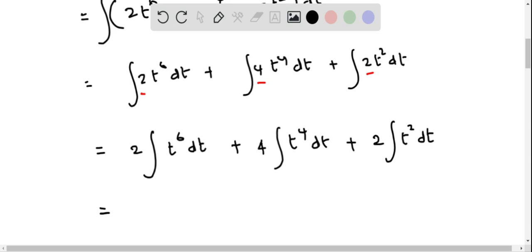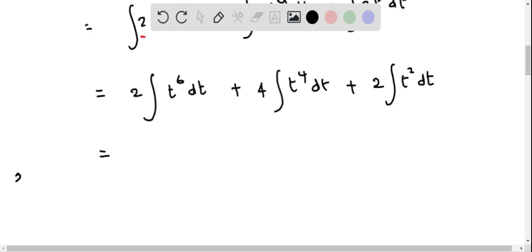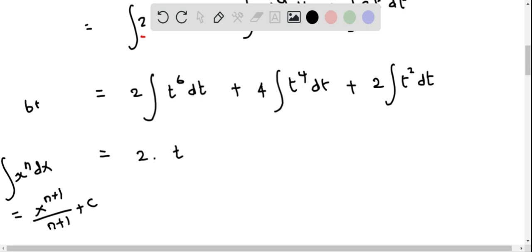Now we have to apply the power rule. That is, if we have x raised to the power of n dx, the integral of this is equal to x raised to the power of n plus 1 divided by n plus 1, plus the constant of integration. So I'm going to write this as: the integration of t to the power 6 is t raised to the power of 6 plus 1, which is 7, divided by the same power, that is 7. And I will put the constant of integration as just one constant for the complete integral.